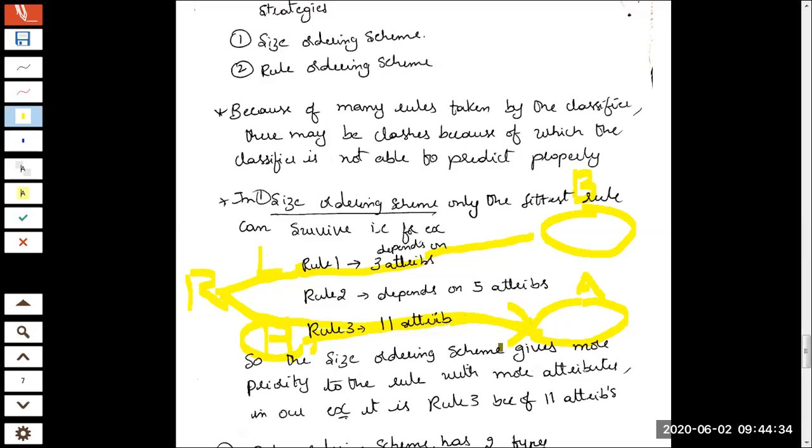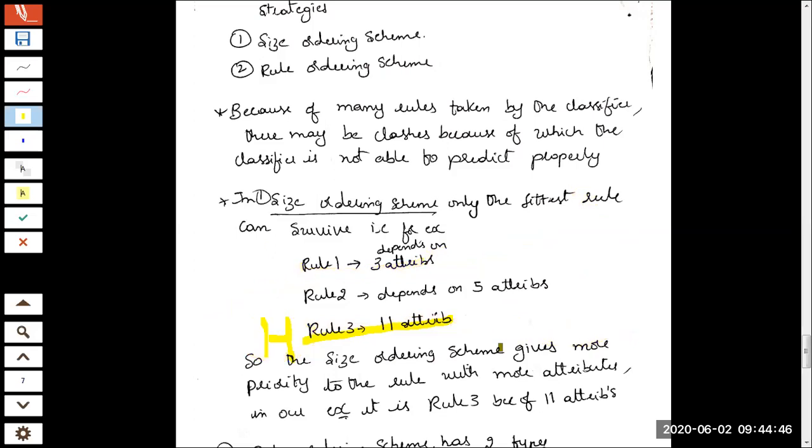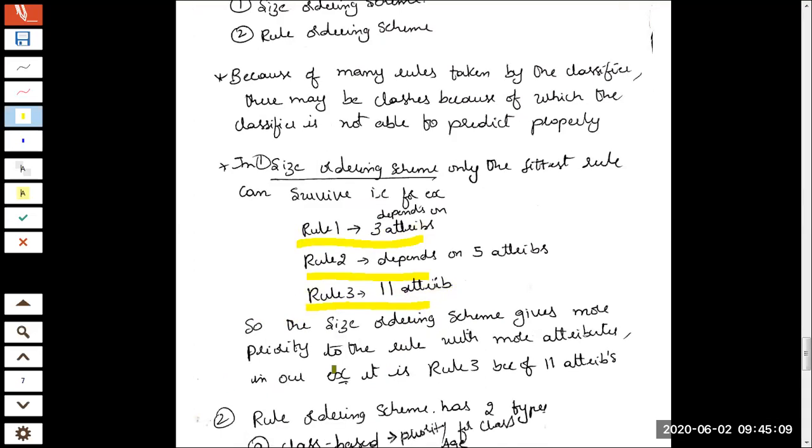So just now we explored one more way of resolving the conflict. This way of resolving the conflict is utilizing the size or the number of attributes associated with each rule. So based on the number of attributes associated with each rule, ranking will be given, and this ranking will overcome the conflicting situation, and a clear decision will be made. So this was the size ordering scheme.